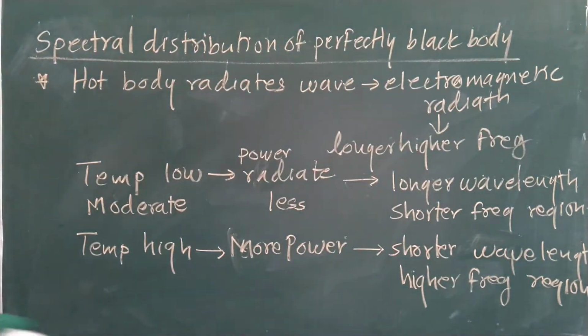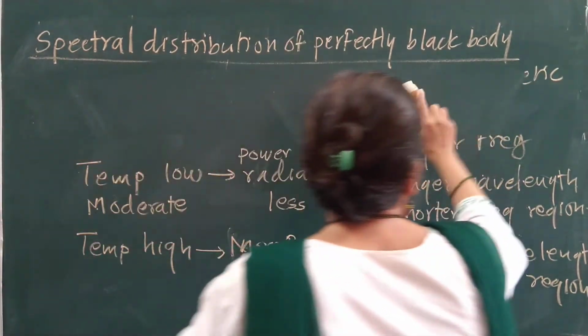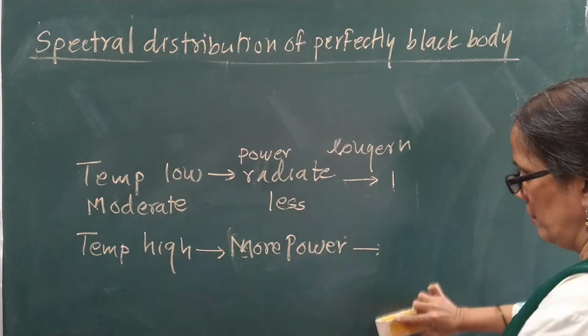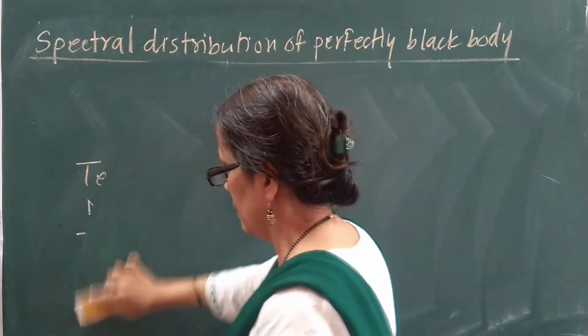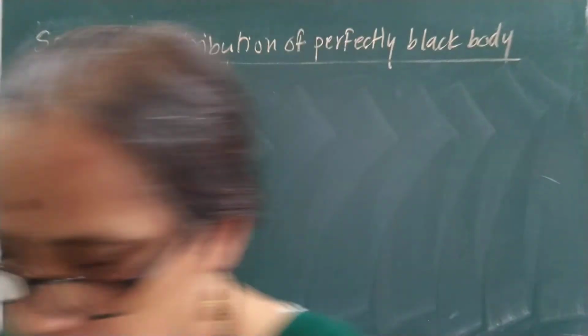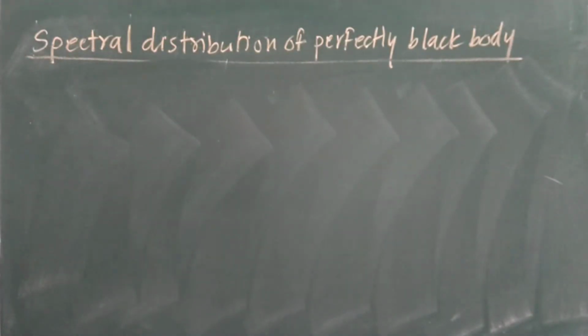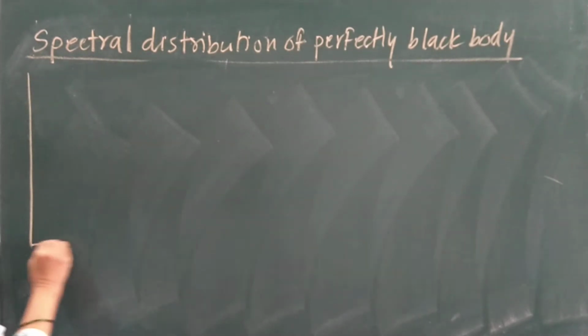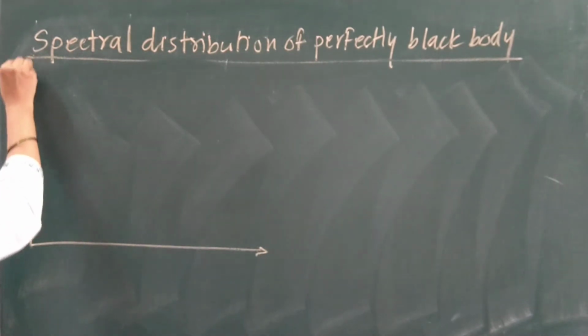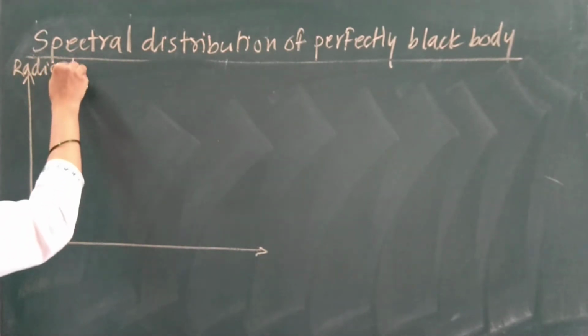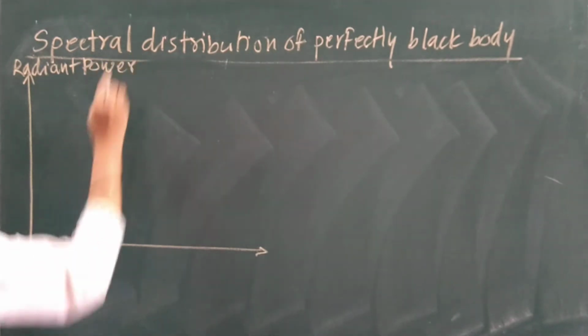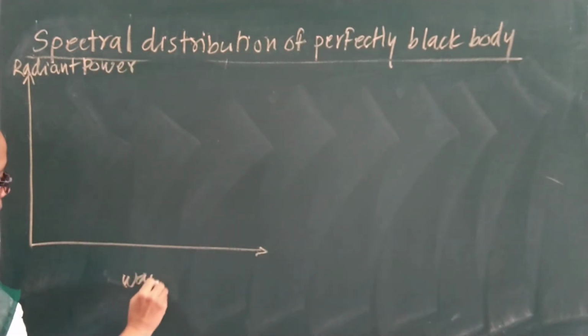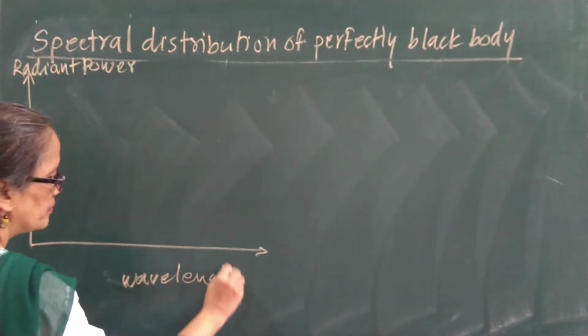So now we are going to plot a graphical presentation. Here I will show you a graphical presentation of energy distribution. तो ये जो स्टेटमेंट है कि आपको एमसीक्यू के लिए याद रखना है. So in that graphical presentation, I will plot a graph of radiated power, here is nothing but the radiant power, versus wavelength. ये ग्राफ प्लॉट करना है.